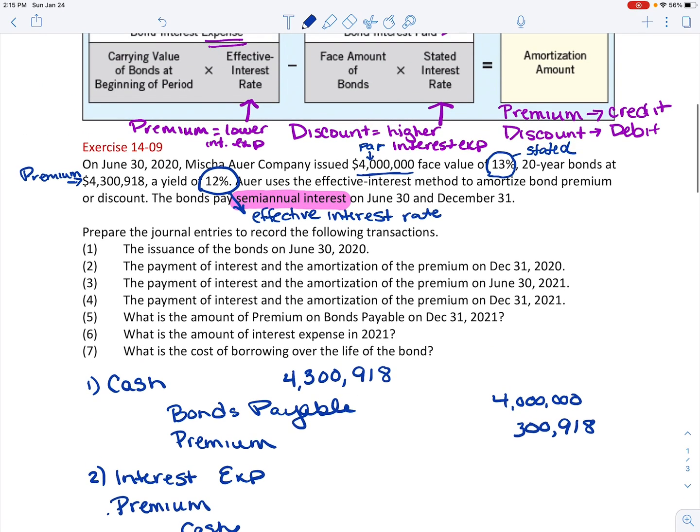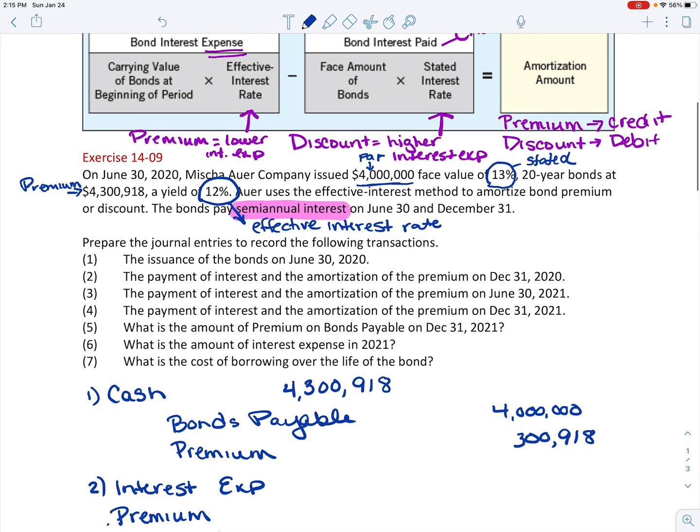So just to be clear, up here when we talked about the premium and the discount of the amortization amount, our original journal entry, the premium, creates a credit. Therefore, when we amortize, it's going to be a debit. And the same thing is true for that discount. The discount creates a debit, and therefore when we amortize, it'll be a credit. So we're all on the same page there.